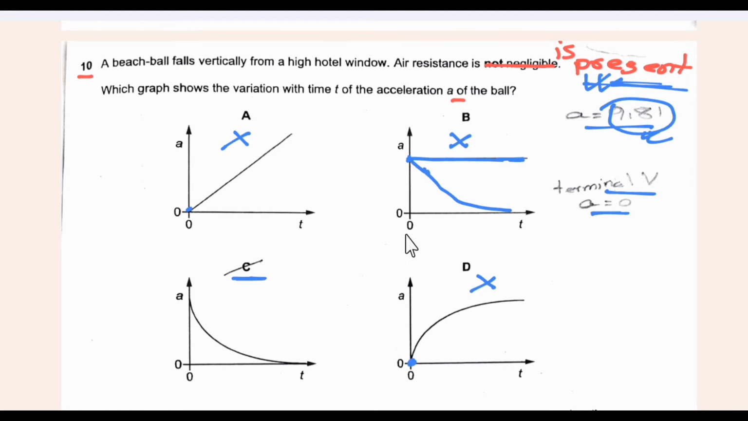But in option C, we can see that the acceleration from a higher value, that is 9.81, decreases due to the presence of air resistance, and this occurs until the terminal velocity is reached, and at terminal velocity we know that the acceleration is 0. So the option C would be the answer.